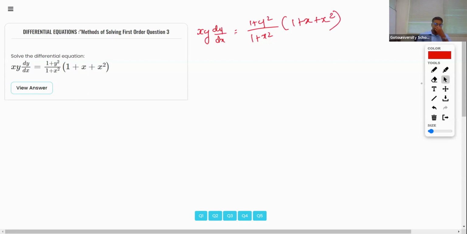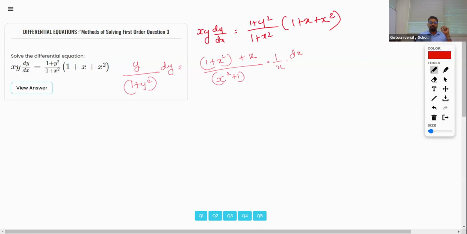Please think about it. Give me the strategy. Can we do the variable separable method? Let's see. Let me separate the variables and see. y divided by 1 plus y square into dy is equal to 1 plus x square, let me keep this separately, plus x divided by 1 plus x square, entire thing divided by x into dx. That's what I'm writing.